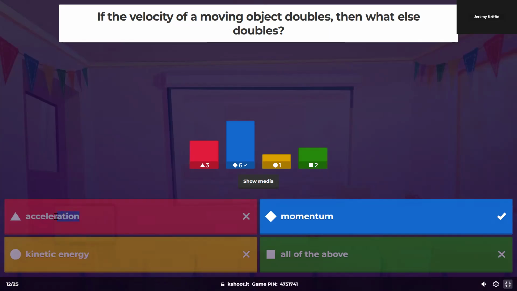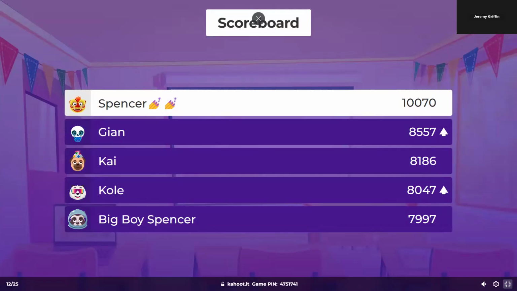And then acceleration, isn't acceleration a rate change in velocity? So you can't really address that unless you know some kind of time interval that this happens in. So that one's not super applicable. Yeah, momentum. Big Boy Spencer, Cole, Kai, Gian, Spencer.